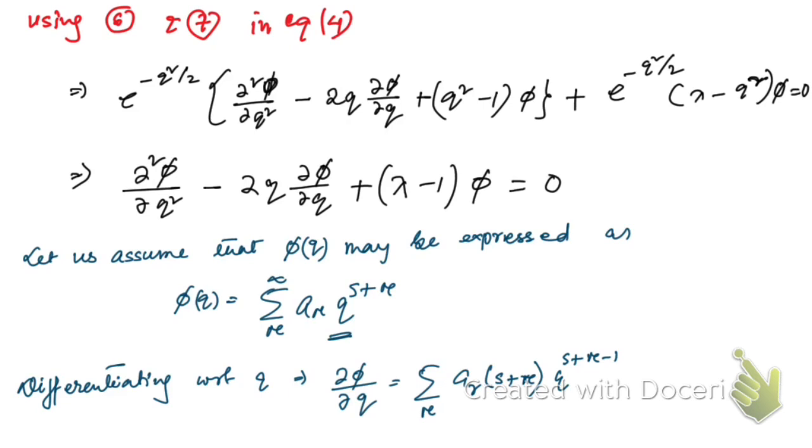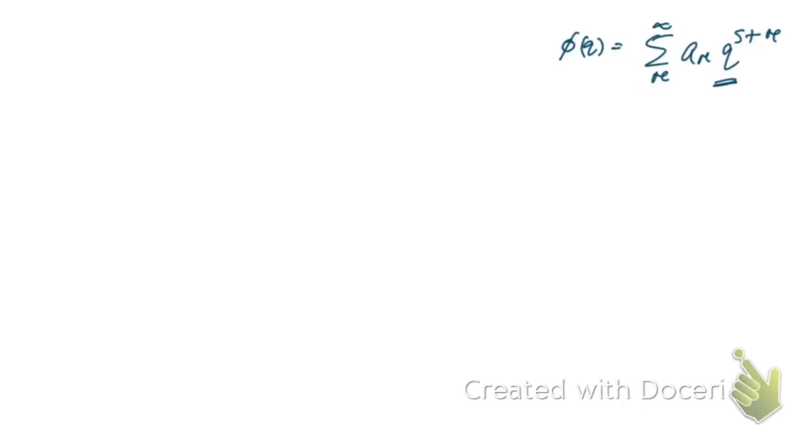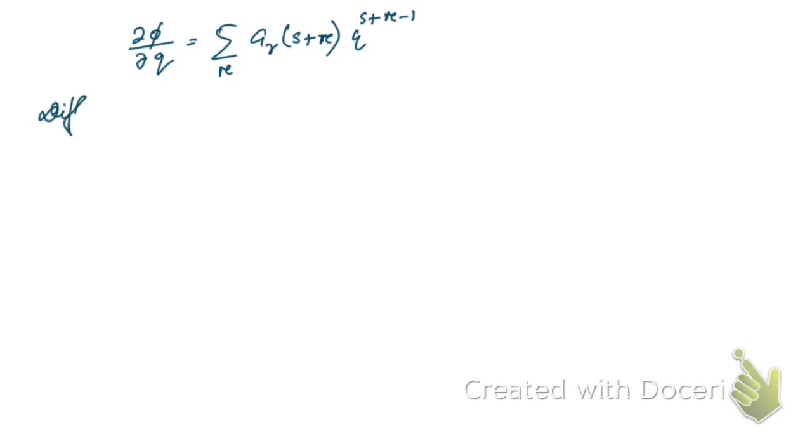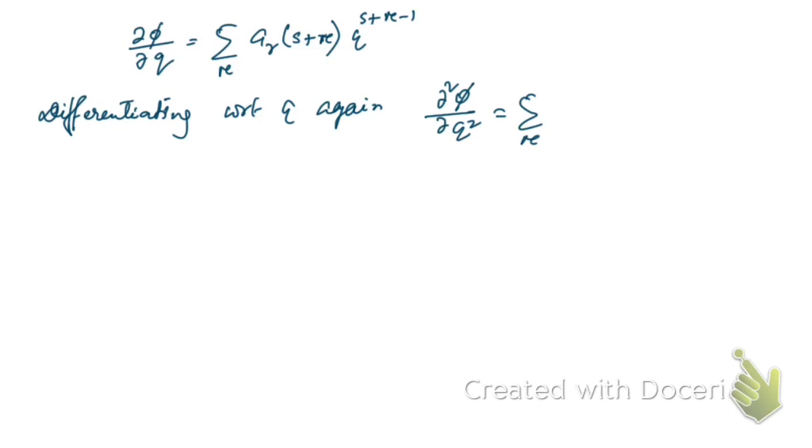Now, if you differentiate it again with respect to q, you're going to get the second order derivative of phi with respect to q, which is equal to summation r a_r, (s+r) into (s+r-1) into q to the power (s+r-2).